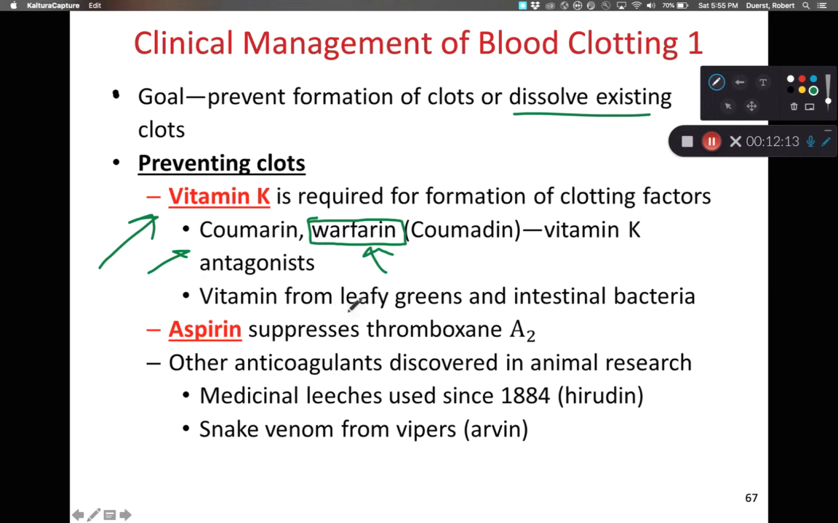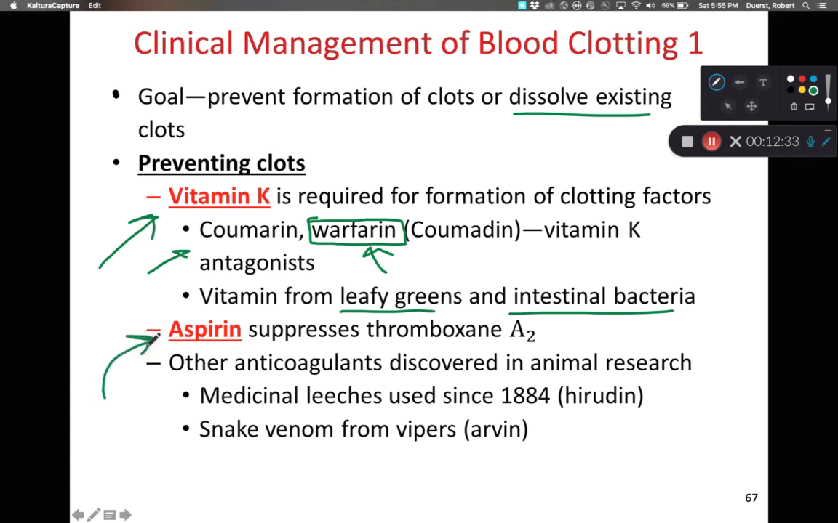Vitamin K, from leafy greens, is something we typically get. We have vitamin K1 and vitamin K2, two different variations of vitamin K. We get a lot of vitamin K from the E. coli in our large intestine, or from eating dark green leaves. Leafy greens, think spinach or kale, have lots of vitamin K in them.